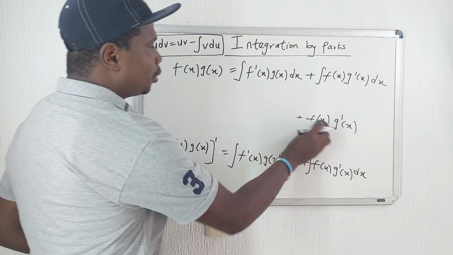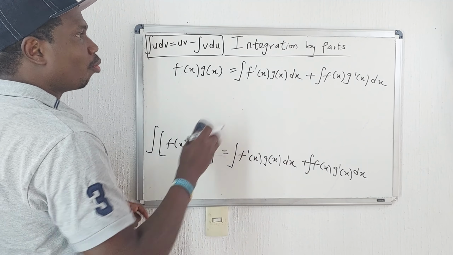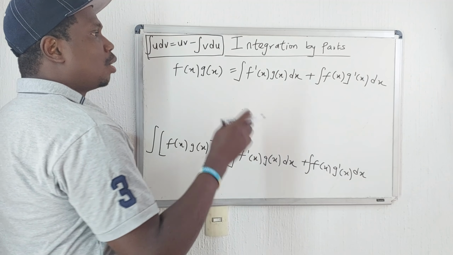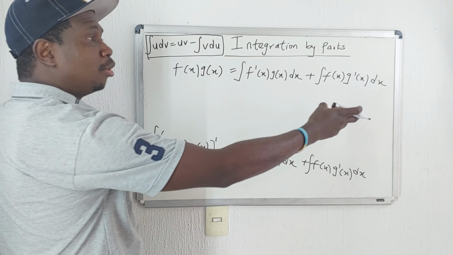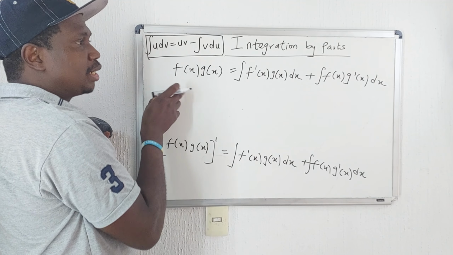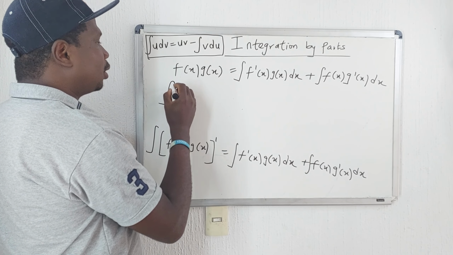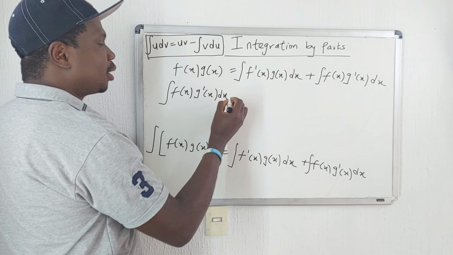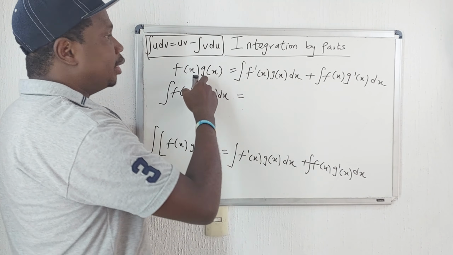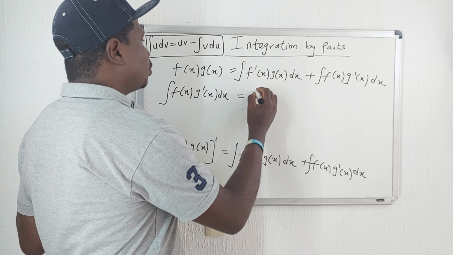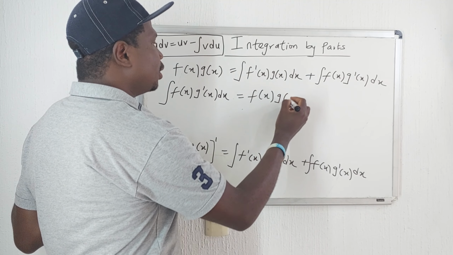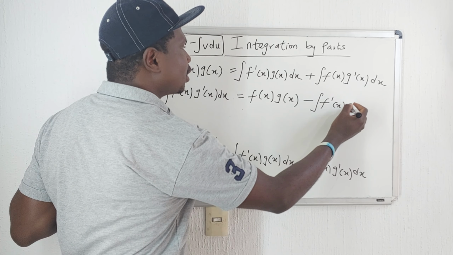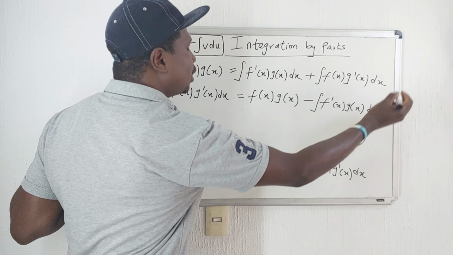So what do we do next now? Let's try to make this the subject of formula. When I say make subject of formula, it comes to the left hand side. So we have the integral of f of x, g prime of x, dx, equal to what? This minus this, right? Equal to f of x, g of x minus the integral of f prime of x, g of x, dx.